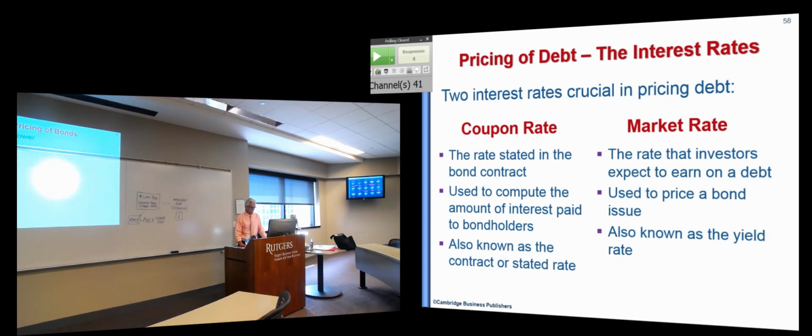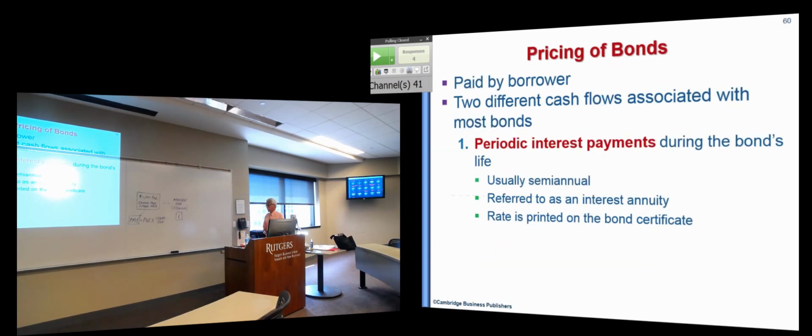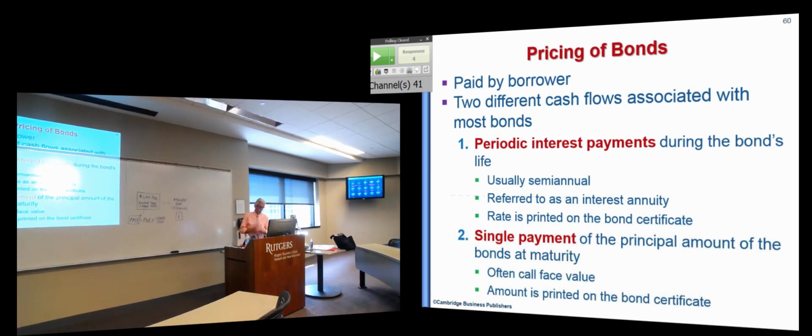Okay. So again, the periodic interest, the payment, is usually semi-annual, and we know that's on the bond certificate. We also know, and I already said some of this, the par value is the single sum, and the par value right here is the future value. That's the face value or the future value on the bond, and that's printed on the bond certificate.